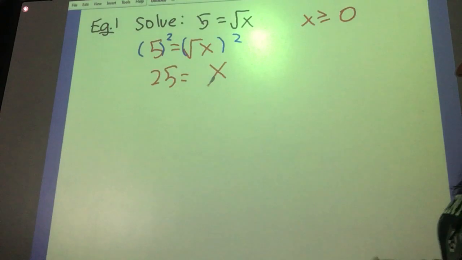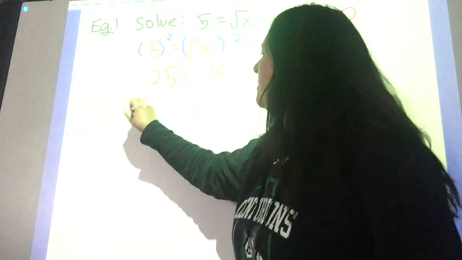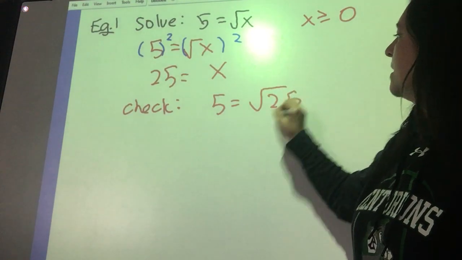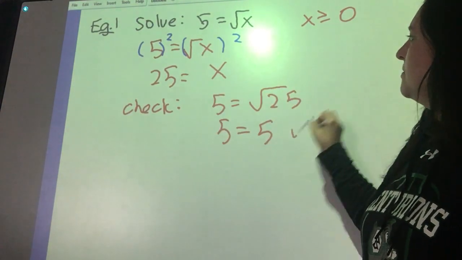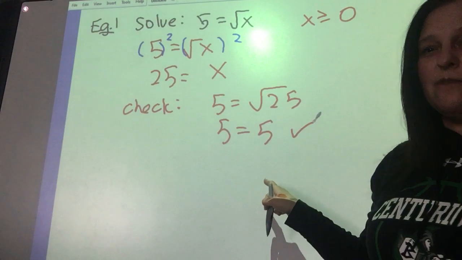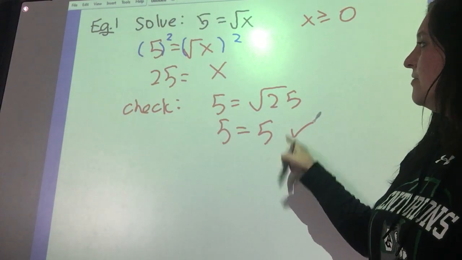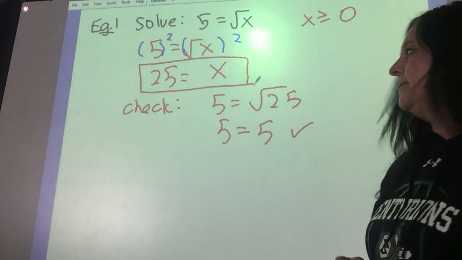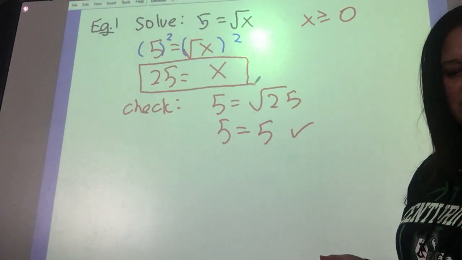So when we check it back into the original, yes, that works, so we keep our solution. Now be careful, sometimes students do the check and they'll say their solution's 5. The solution isn't 5, the solution is x equals 25. Okay, so those are the steps.